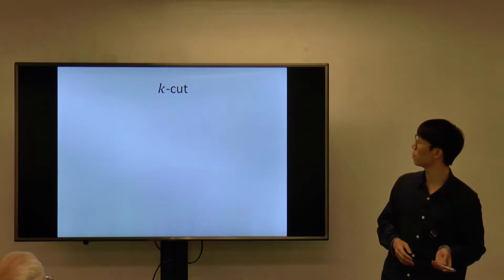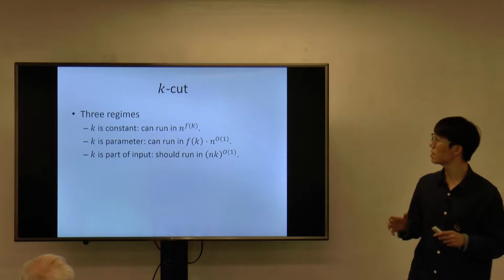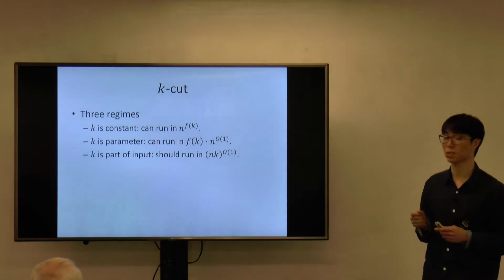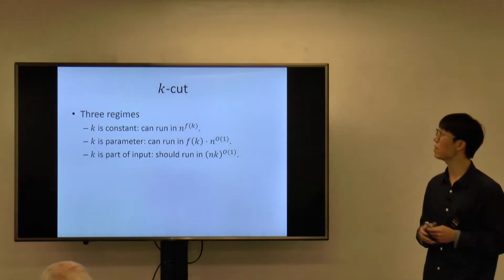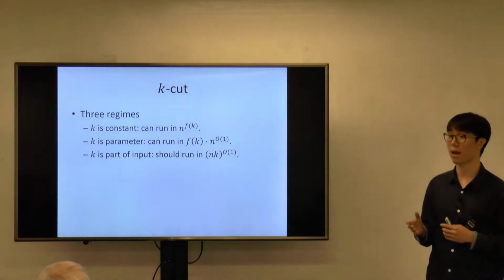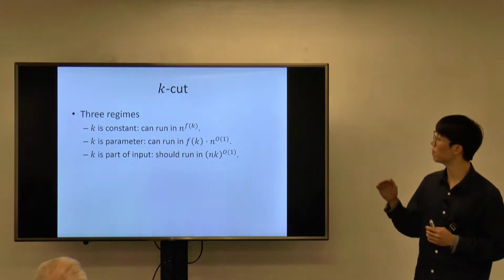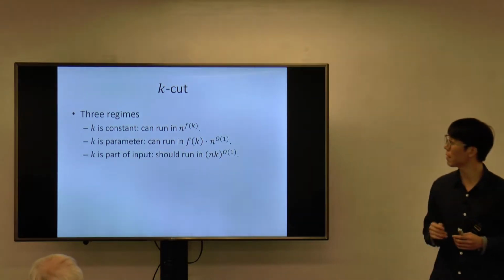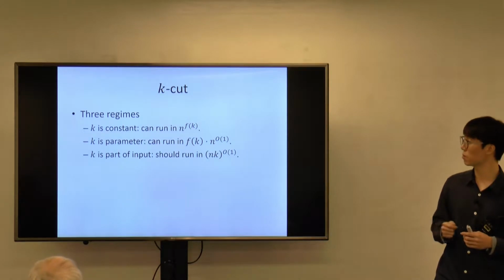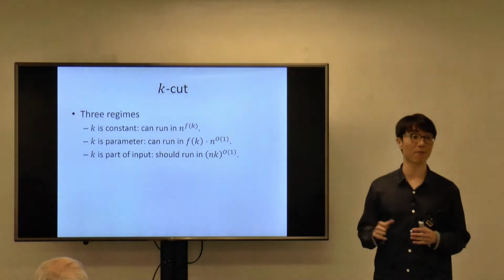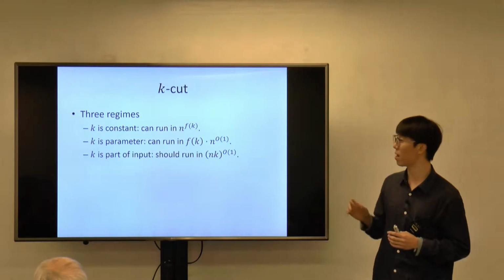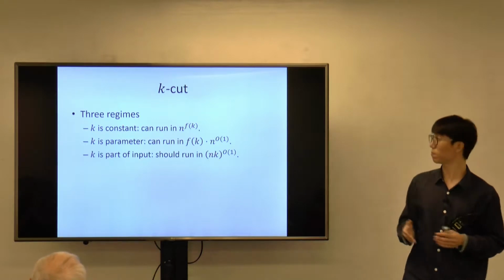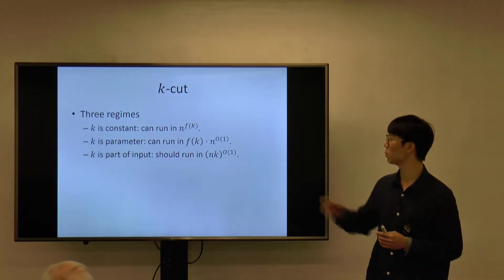So what was known about this problem? We can think about 3 regimes. The first regime is when we treat k as just a fixed constant, and we accept n to the power of any function of k as a valid polynomial time algorithm. The second regime is called the FPT regime. We treat k as a parameter, and we are okay with any algorithm that runs in time f of k, where f can be any function of k, times n to the constant. But in this second case, the constant doesn't depend on k. So f of k times a purely polynomial factor.